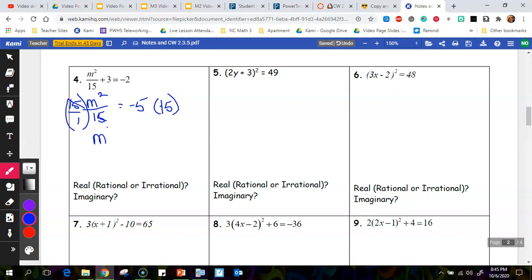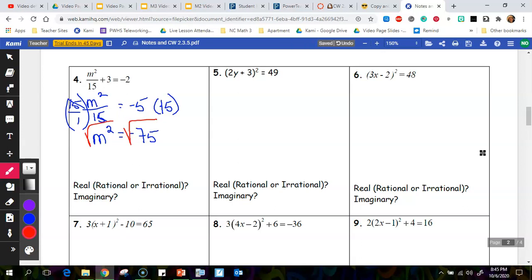So then we have m squared equals negative... I don't even know what that is. I'm going to have to figure it out. I think it's 75, isn't it? Yeah, negative 75. Okay, so when I take the square root of both sides, I have the square root of negative 75.